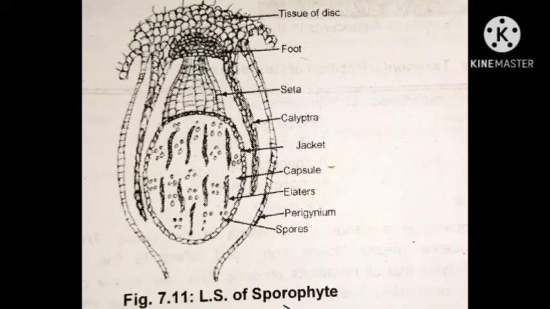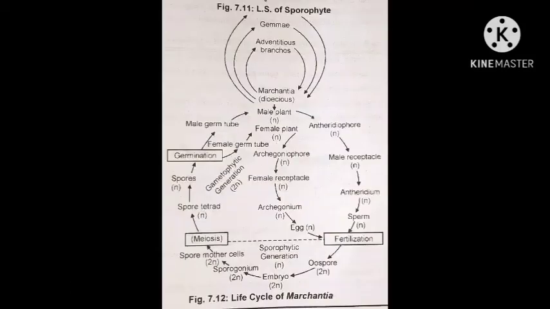Vegetatively also, Marchantia shows reproduction, that is by means of gemma cups. You can see the schematic representation of the life cycle of Marchantia that starts from the male and female plant. Respectively, they produce antheridiophore and archegoniophore. Antheridiophore produces antheridium, and archegoniophore produces archegonium.